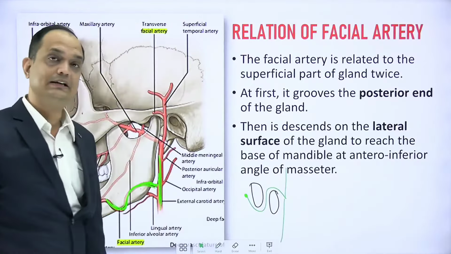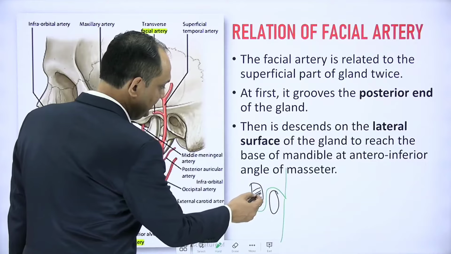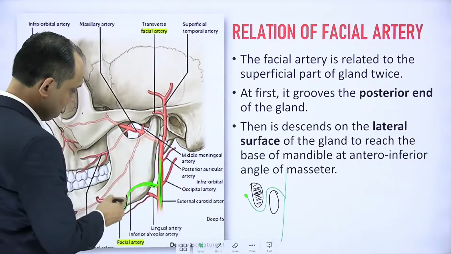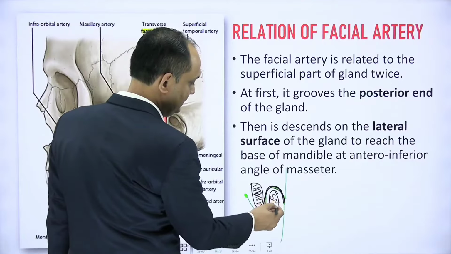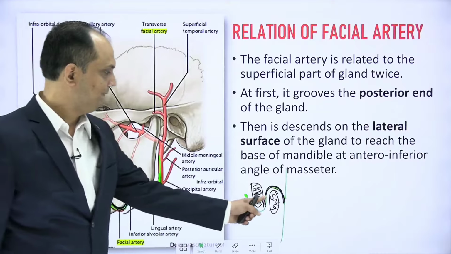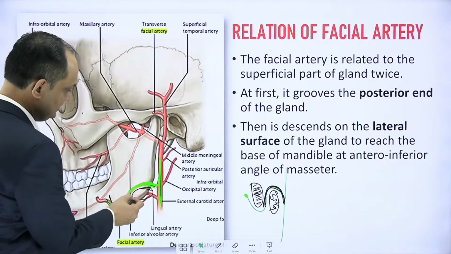Now you have to understand that this is the anterior part of the loop, and this anterior part of the loop is occupied by the base of the mandible. But this posterior part of the loop is occupied by the submandibular gland. The posterior loop is occupied by the submandibular gland. So the submandibular gland comes here in this area.